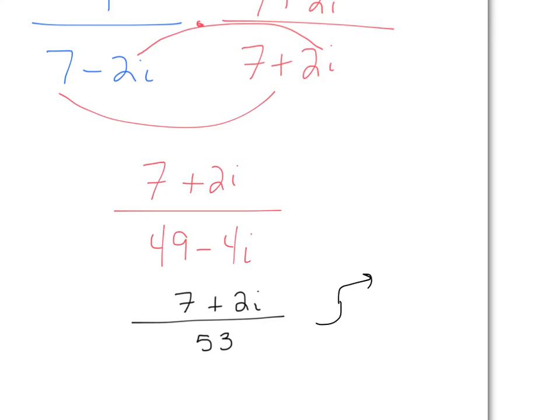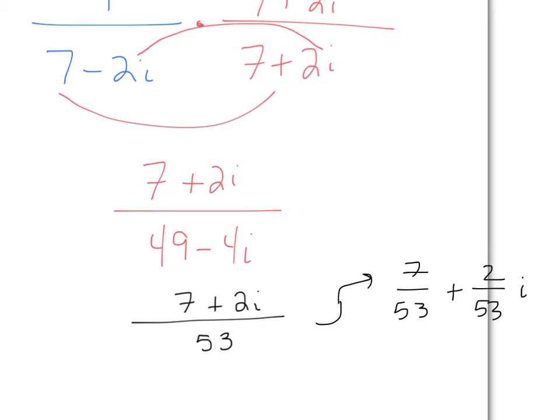7 over 53 plus 2 over 53 i. Very good. Yeah, or no, the way you had it the first time is better, actually. Because you can write it as 2i over 53, but then you're combining the real and imaginary part. You have real plus real times imaginary, a plus bi form. Okay? So a is 7/53 and b is 2/53 in this scenario.